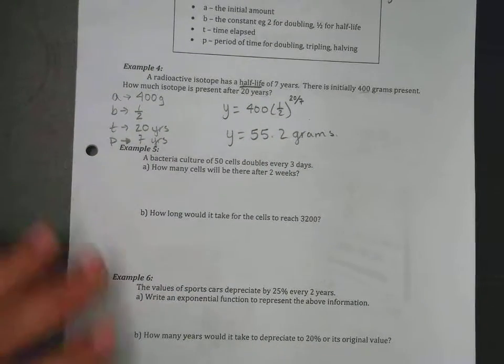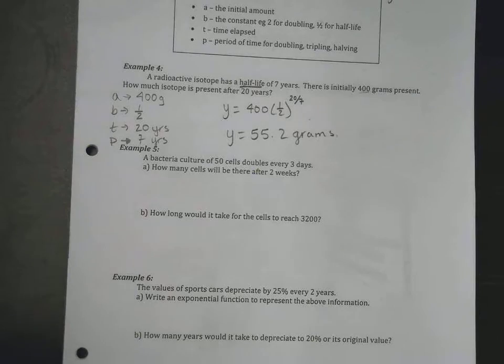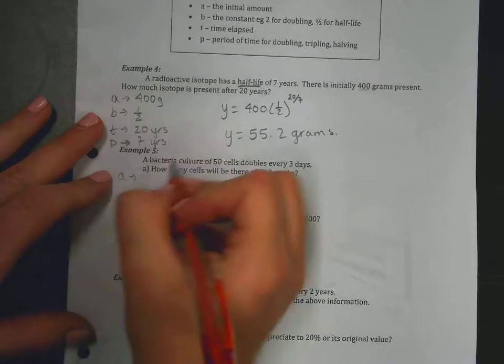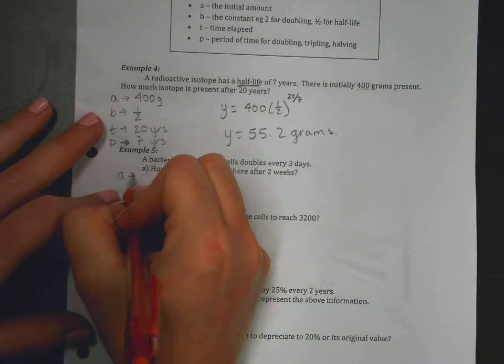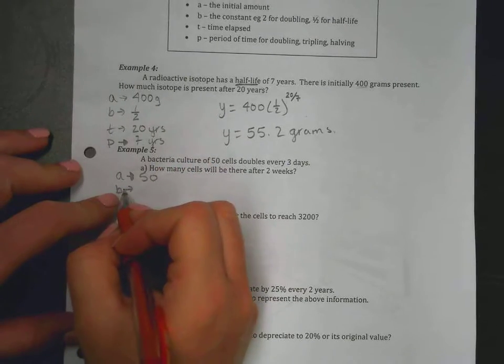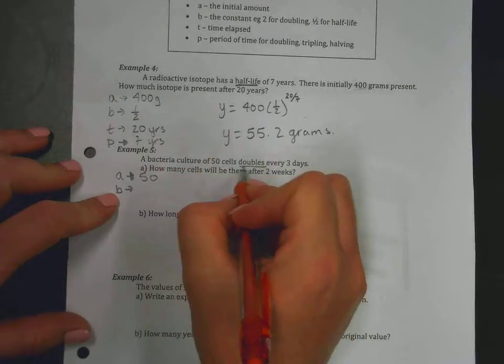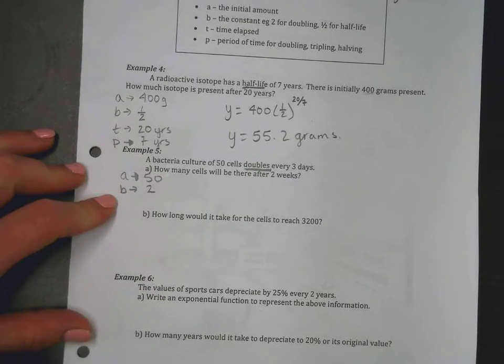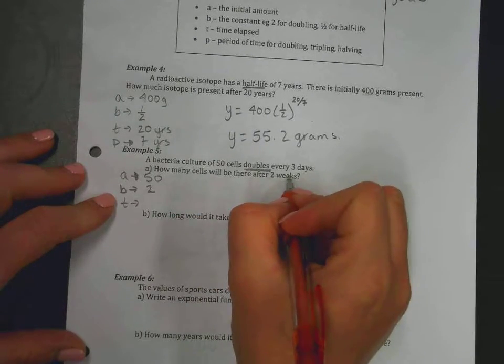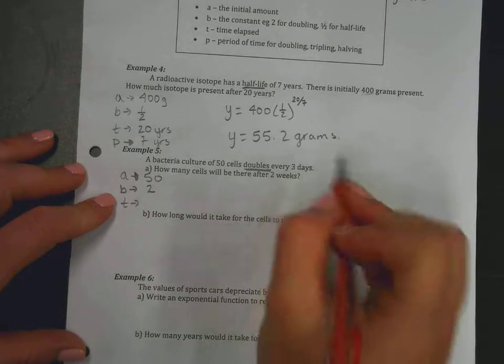Okay, question 5. A bacteria culture of 50 cells doubles every 3 days. How many cells will there be after 2 weeks? Okay, so again, our initial amount of bacteria we're starting with is 50 cells. Our B value, our constant, in this case we're talking about things being doubled, would be a 2. The time elapsed in this case is 2 weeks, but my doubling time is in days.